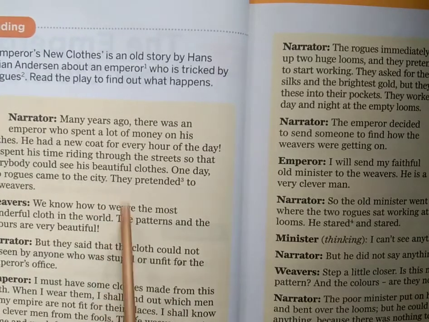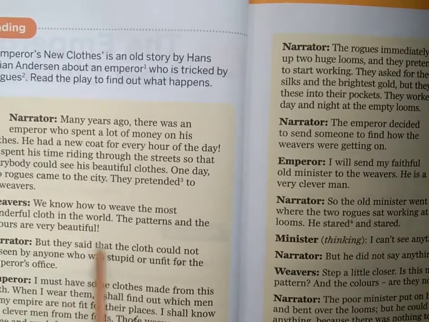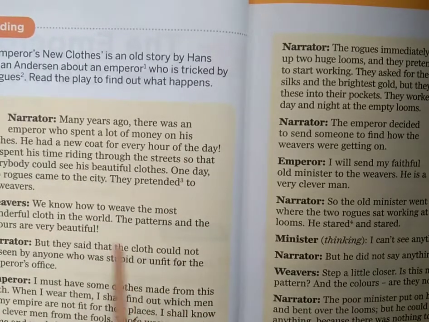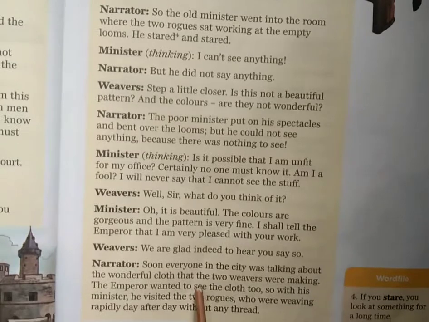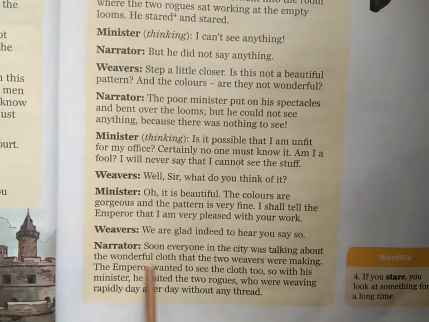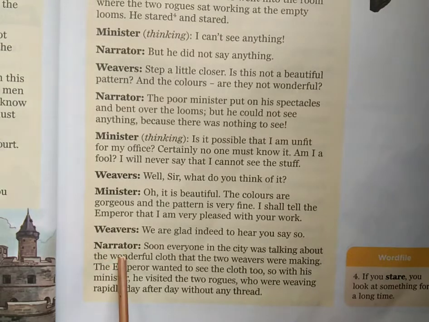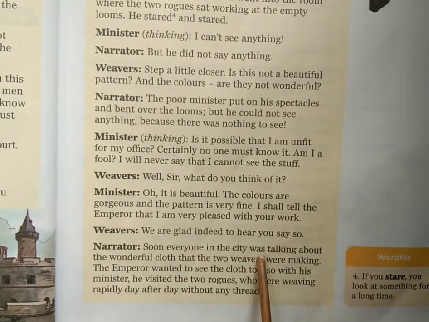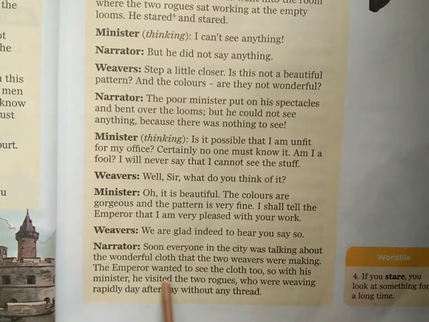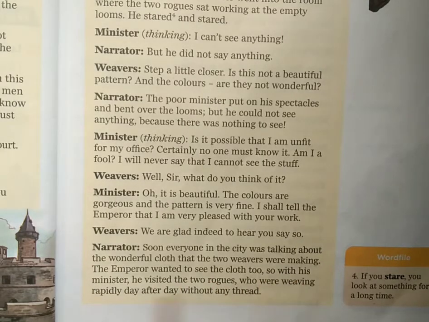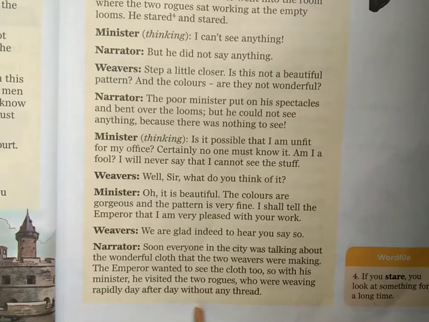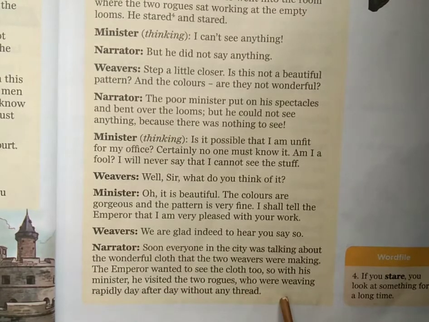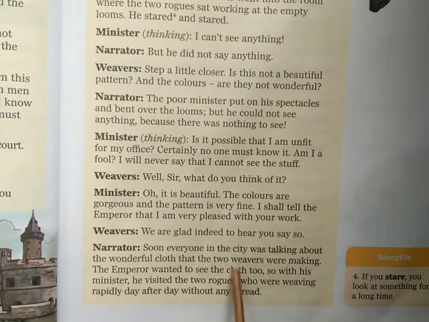Now let us see, we had already done on the previous day the first 2 pages of the story, and the last part that we did was this one. Narrator says, soon everyone in the city was talking about the wonderful cloth that the two weavers were making. The emperor wanted to see the cloth too. So with his minister, he visited the two rogues who were weaving rapidly day after day without any threat. So up to here we had completed. Now we will move to the other part of the story.